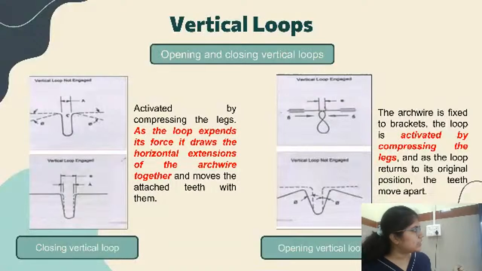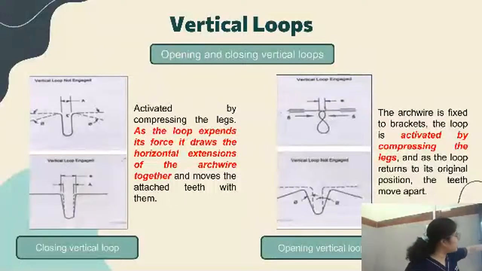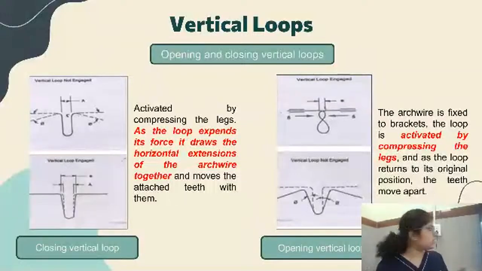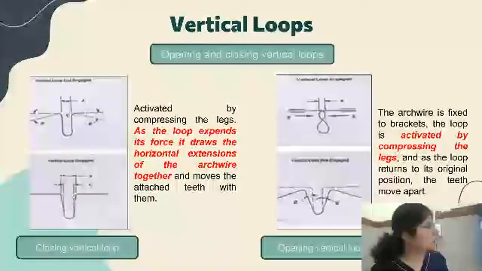As the loop expends its force, it draws the horizontal components of the arch wire together and moves the attached teeth with them. So this is the passive wire. When it is engaged, this will reduce the distance. The space closure will occur. Then second is the opening vertical loop.